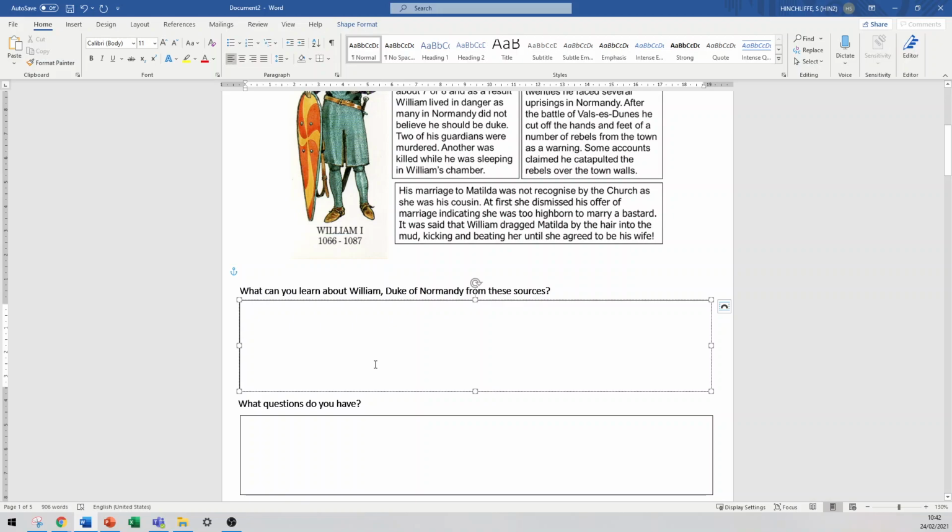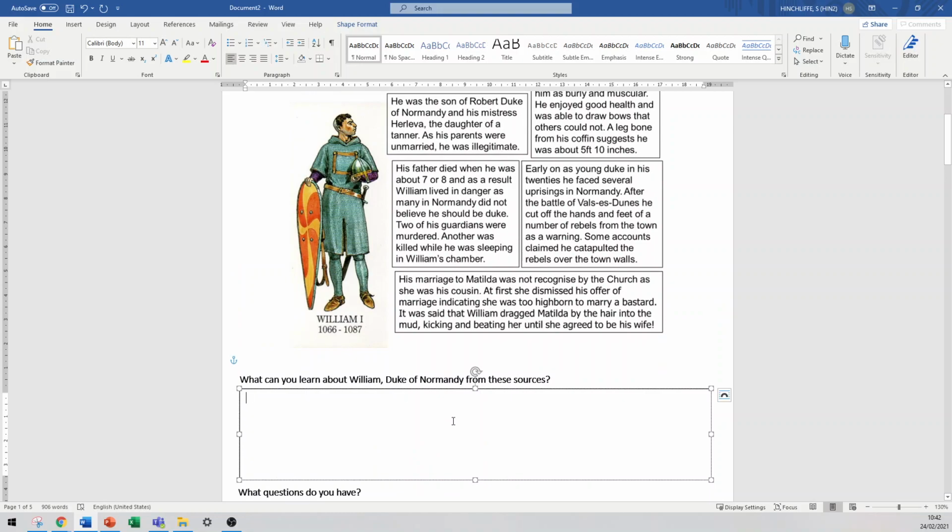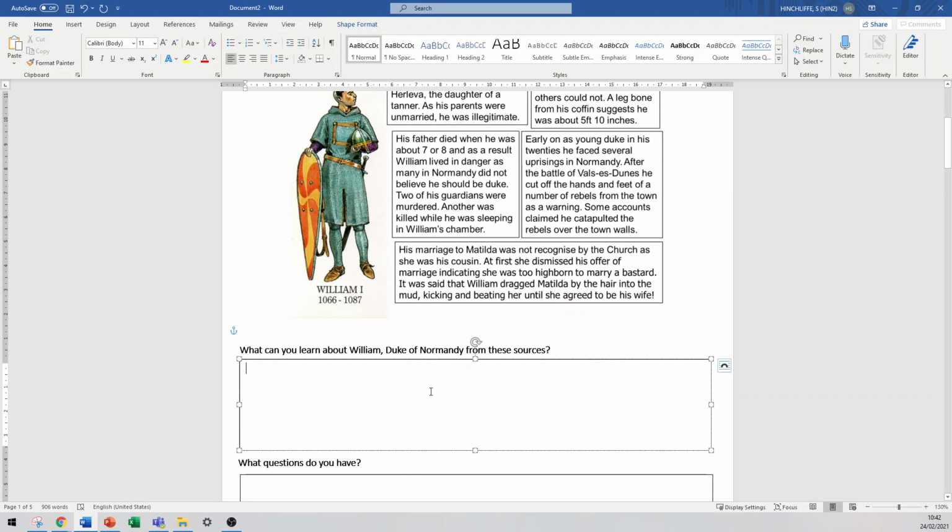Okay, so what I'm hoping you've gathered is that William is quite a ruthless person. He is a ruthless leader. I think the best example is this one here, when he was a duke, a young leader. He owned Normandy in northern France, and there were uprisings against him, and he cut off the hands and feet of a lot of the rebels of the town, and it's said that he even catapulted some of the rebels over the town walls, and they quickly surrendered. And that happened a lot during William's early career. He was feared. So he's a ruthless leader.